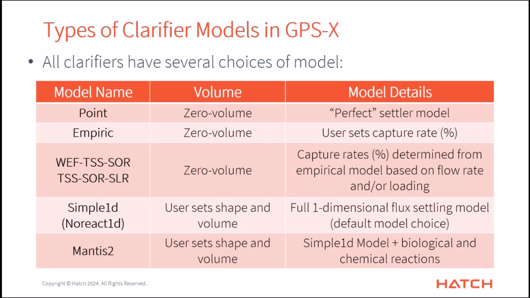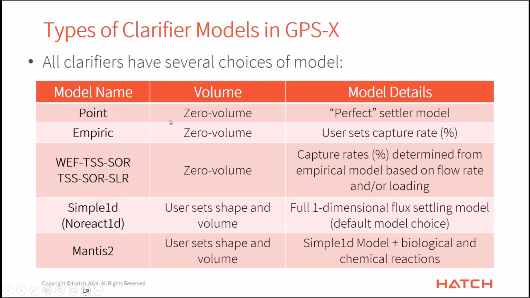So I'm going to do a quick summary here about what these different models are. These names on the left-hand side here, Point, Empiric, and these WEF ones, the WEF TSS-SOR and SOR-SLR ones, are basically empirical models that have a little bit more sophistication to them. And then we have our mechanistic models, Simple 1D and Mantis 2. Here you'll notice I did refer to No React 1D. That was the old name for the Simple 1D model, in case you're used to seeing that name from days gone by. Okay, so these first three are the empiric models that we have, the empirical models.